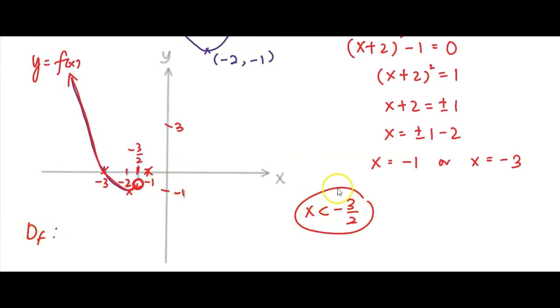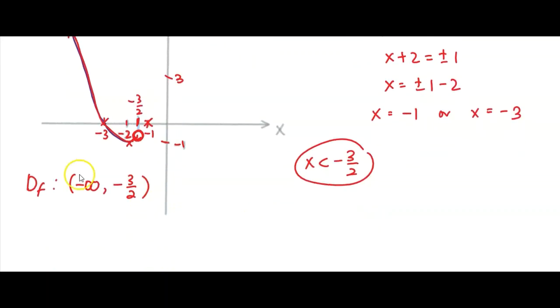The domain is actually given in the question, that is from negative infinity. This is the point which is closest to the left, right? Since you see the arrowhead here, meaning that the graph is going to the left indefinitely. So this will be negative infinity. And up to negative 3 over 2, since the domain given here does not include negative 3 over 2, you use the open bracket to close up the negative 3 over 2.